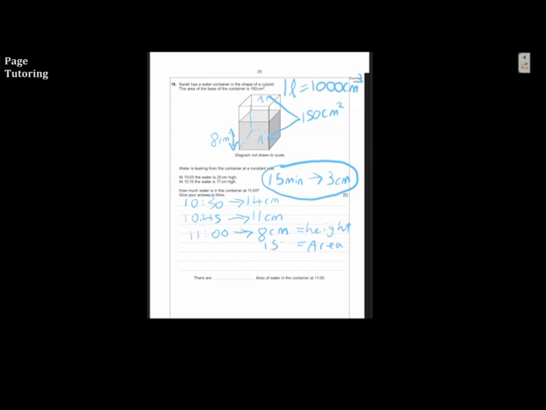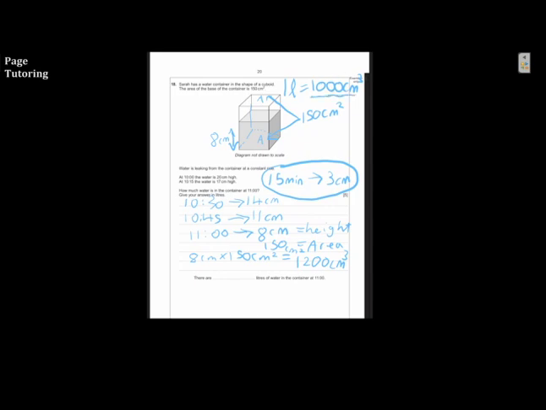We know that its base, so the area, is 150 centimeters squared. So to get that in centimeters cubed, we just need to do 8 centimeters times 150 centimeters squared, which is equal to, let's have a think. So 2 times 150 would be 300. So that would be 1,200 centimeters cubed.